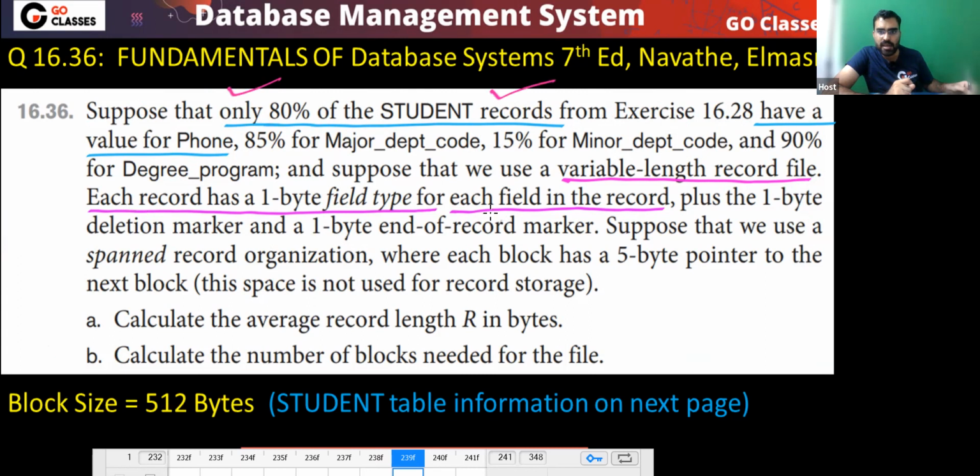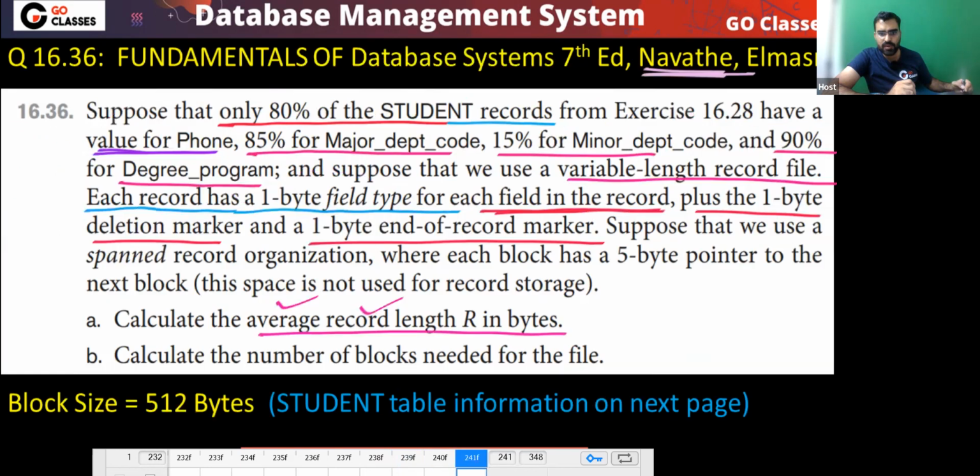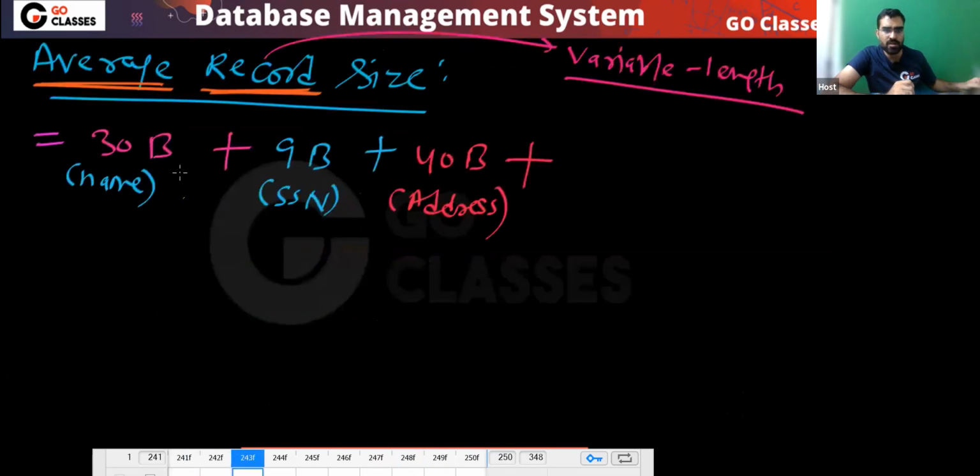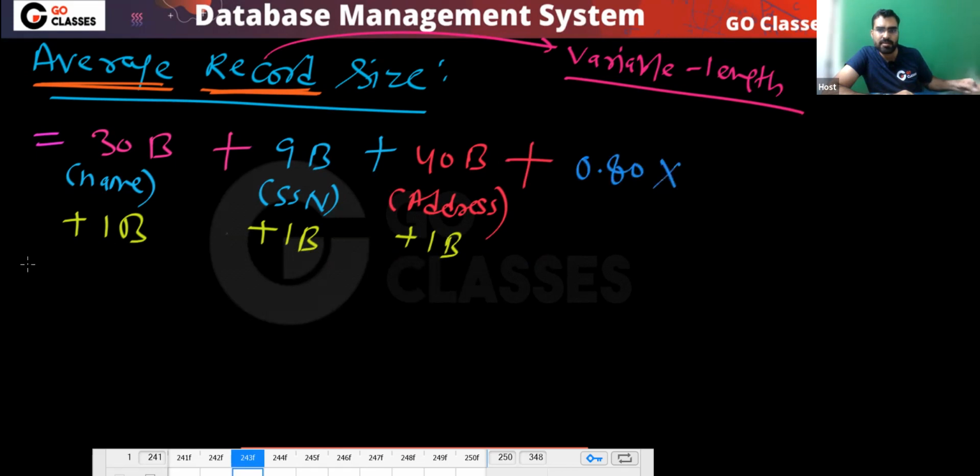And the question is saying that each field in the record has 1 extra byte. Are you getting my point? So for example, this will have one extra byte, this will have one extra byte, this will have one extra byte. Each field will have one extra byte. What about phone number? Either you don't have it or you have it. Of course, 0.88, this many phone number you have per record, right? This is the number of phone values per record.